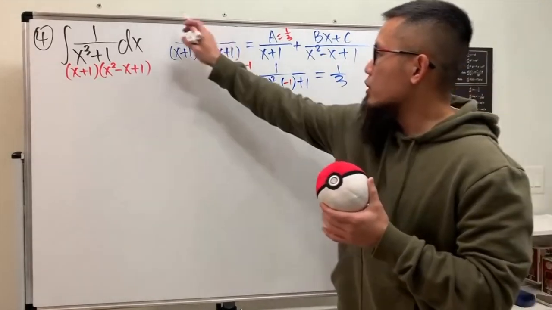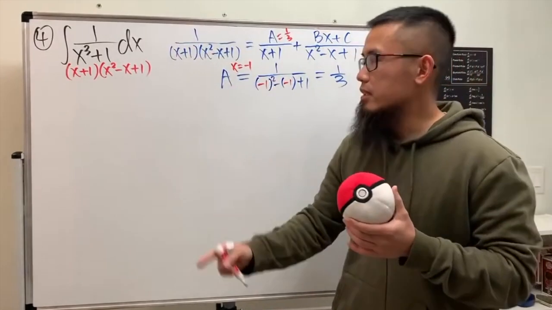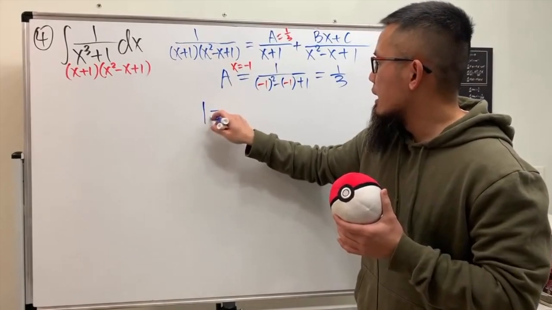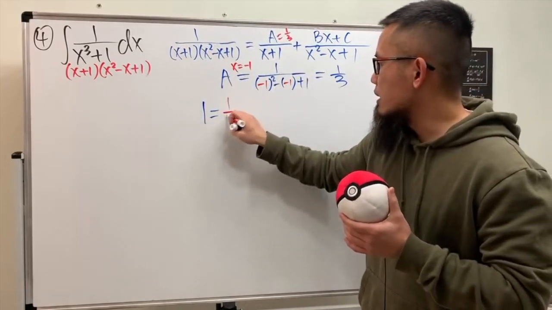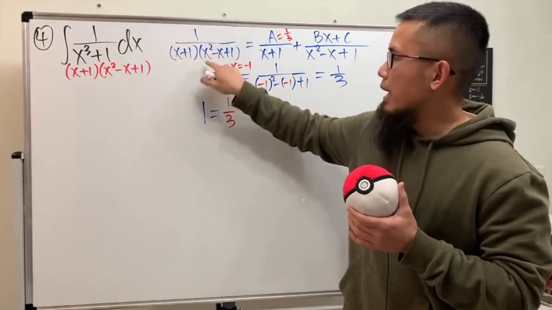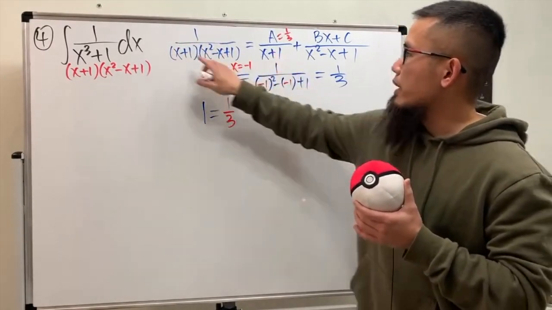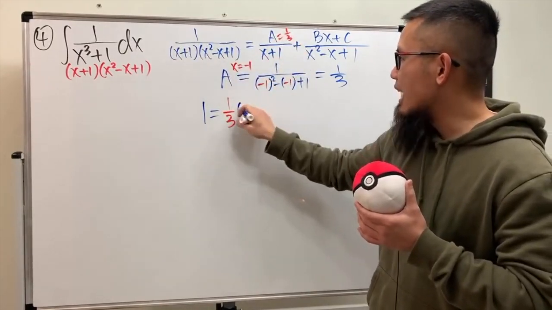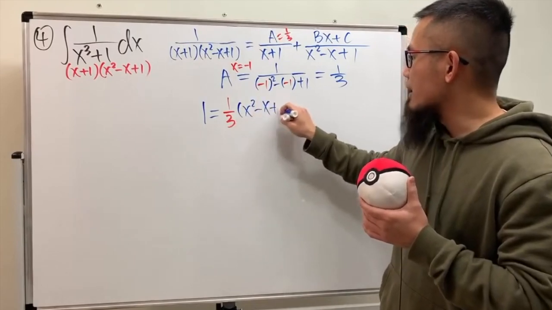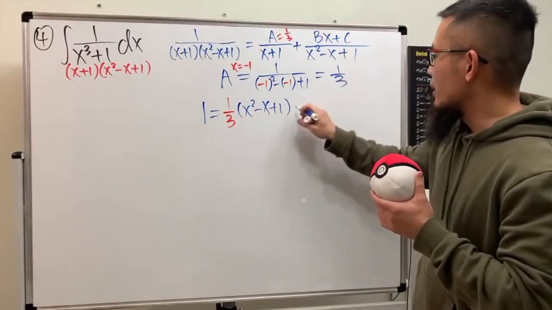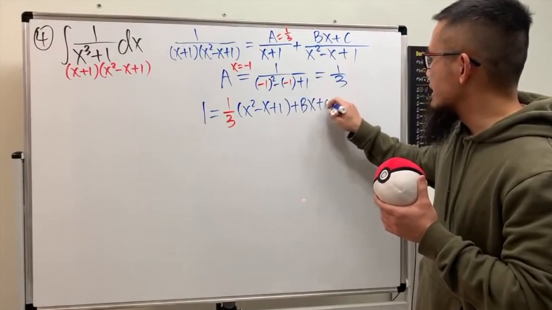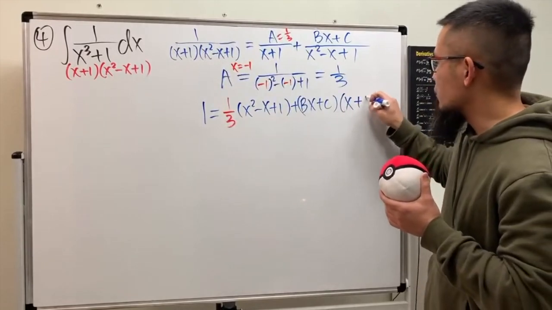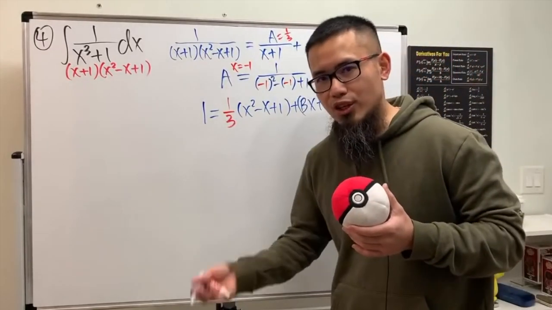All right, so I'm going to multiply everybody by the lowest common denominator, which is just this and that. So on the left-hand side, we will get 1. And because A is equal to 1/3 already, so that's good. Imagine we multiply everybody by this. Then x plus 1 cancels. So we just have to multiply the A value with that, which is 1/3 times x squared minus x plus 1. And then we are going to write this down plus Bx plus C. This will cancel, but we have to multiply that with x plus 1. And then again, just do it.